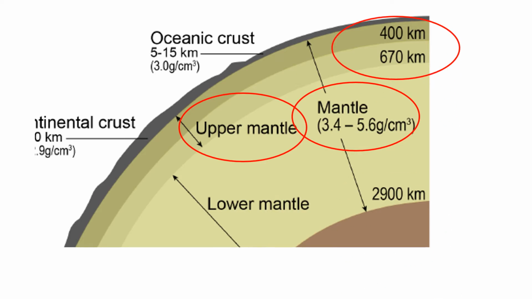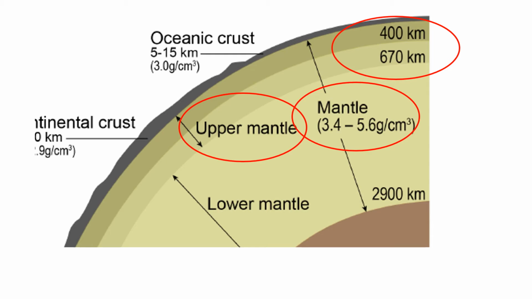So in the upper mantle, we have two layers here. One boundary is at 400 kilometers, and the other boundary starts at 670 kilometers. The upper mantle is more rigid, and it includes the asthenosphere, and it is also attributed to tectonic plate movements.